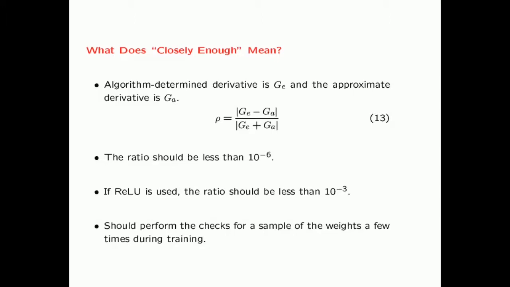Now one point is that often the errors tend to be high when the ReLU activation function is used. In the case of the ReLU, the ratio should be less than 10 to the power minus 3. The reason for this difference in behavior of the ReLU is that the ReLU has a specific point at which the gradient suddenly changes. This type of check should be performed for a sample of the weights and at a few points during the training.